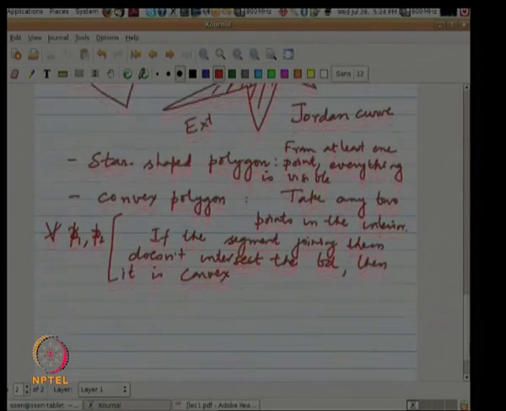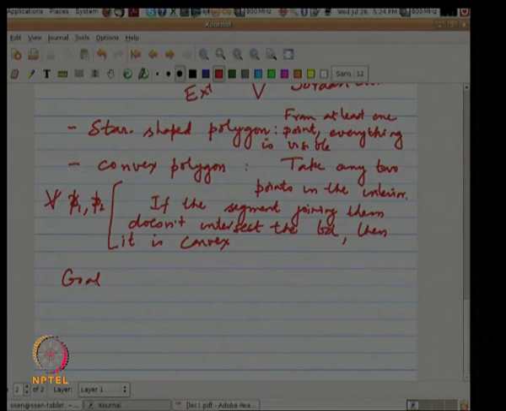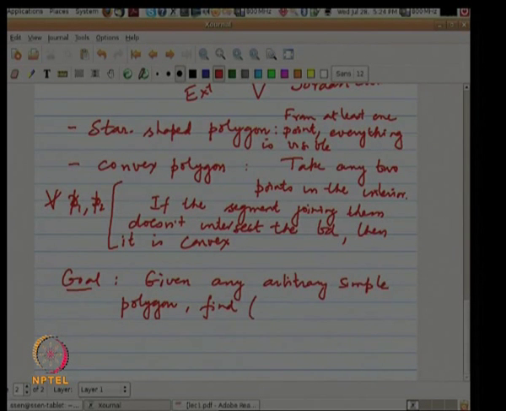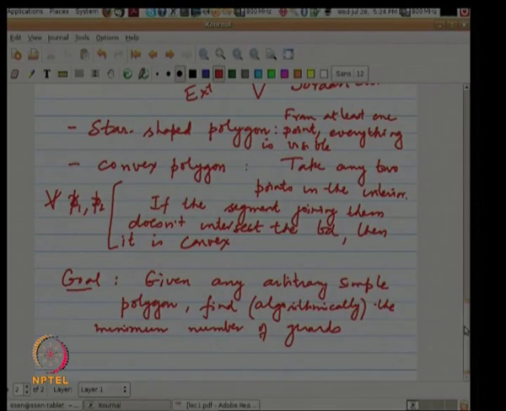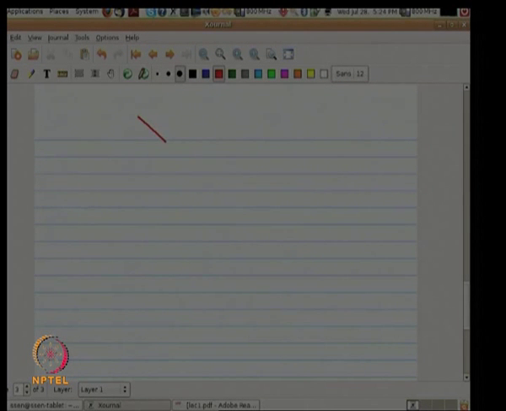Okay. So, we know about star shaped polygons, we know about convex polygons. In both cases, actually one guard suffices. We have seen some cases like this one where one guard does not suffice. And in general, as I said, the goal is, given any arbitrary simple polygon, to find, let us say algorithmically, the minimum number of guards. In other words, we could have a really crooked polygon, something like this. Simple polygons can actually be quite complex.